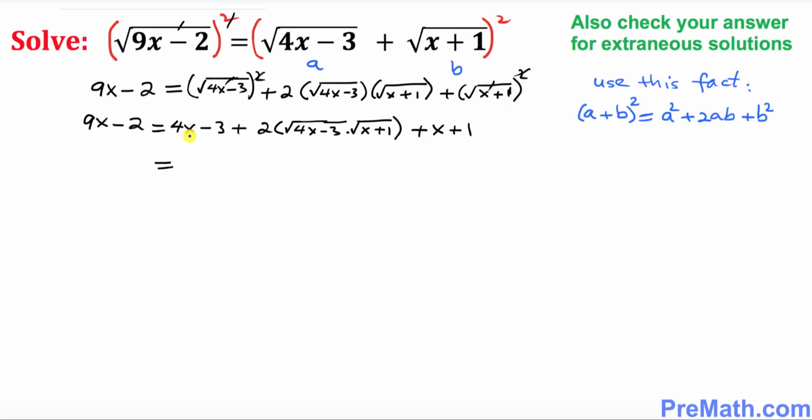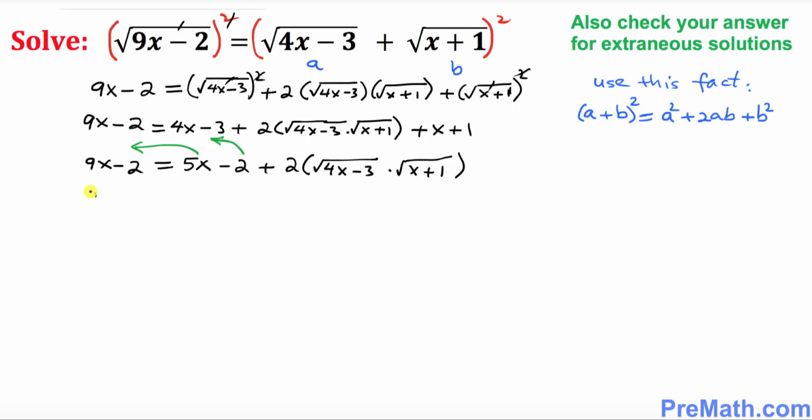Let's combine the like terms on the right hand side. 4x plus 1x is going to become 5x, and negative 3 plus 1 makes negative 2, plus again 2 times the radical of 4x minus 3 times the radical of x plus 1, and on the left hand side we have 9x minus 2. Now once again we want to isolate this radical part, so I'm going to move 5x and negative 2 to the other side. 9x minus 2 is already there. When you move 5x, that becomes negative 5x, and negative 2 becomes positive 2.